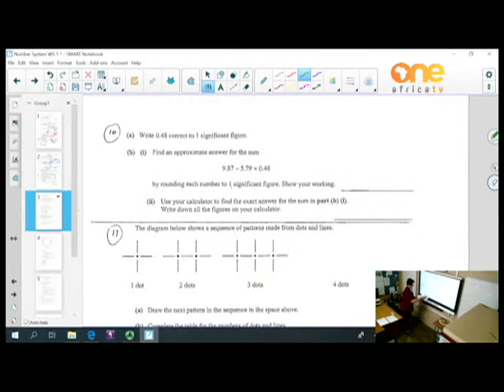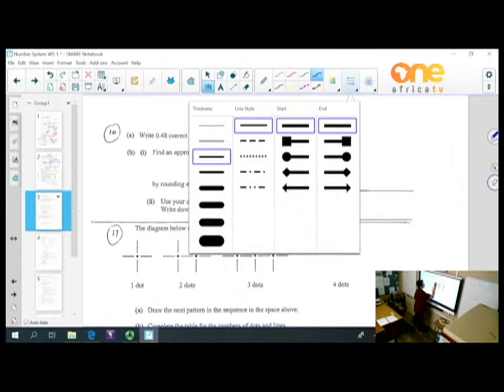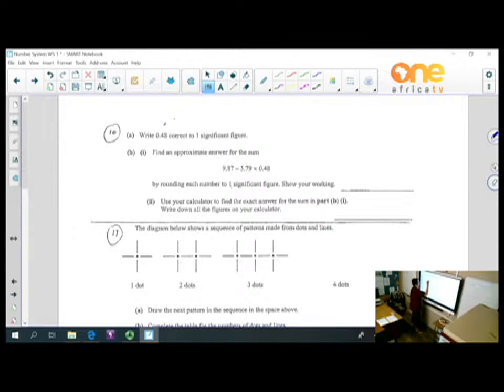Question 16. Write 0.48 correct to one significant figure. So here we are, there is one significant figure. You remember, you don't look at the 0. The first one must be a number, not 0. So will the 8 influence the 4? Yes. So it will be 0.5. Find an approximate answer by rounding each correct to one significant figure.